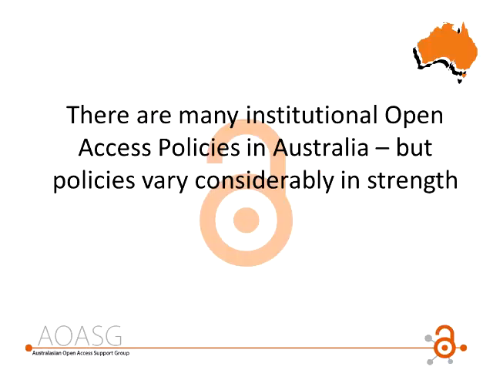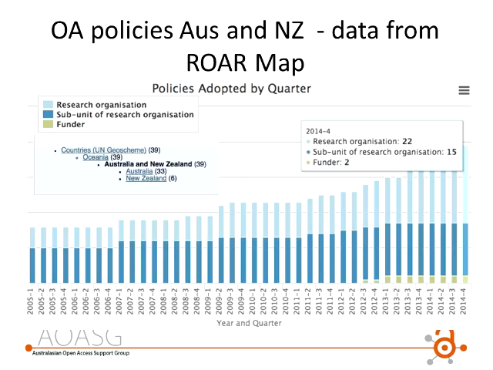Just coming back to the other aspect of open access, which is institutional open access policies. These are separate to the government ones, separate to the ARC ones, and a good place to start to look at these is the Registry of Open Access Repository Mandates and Policies.